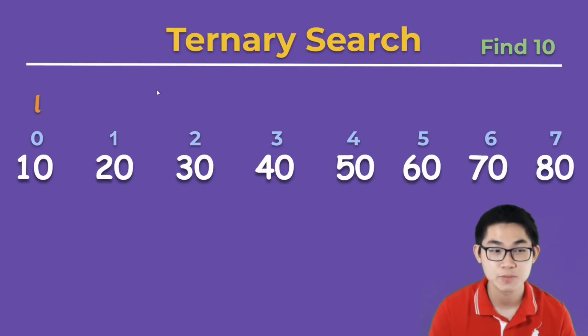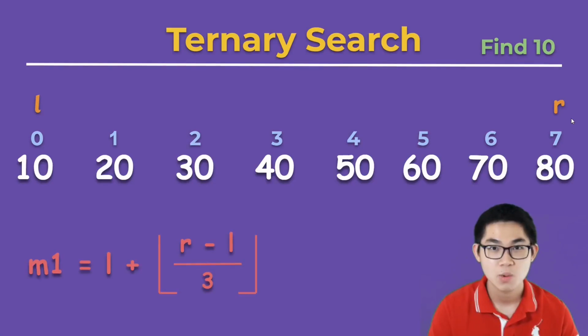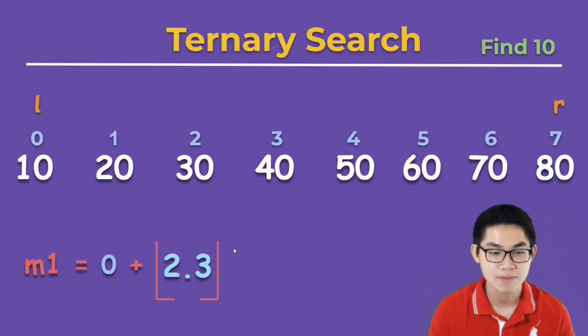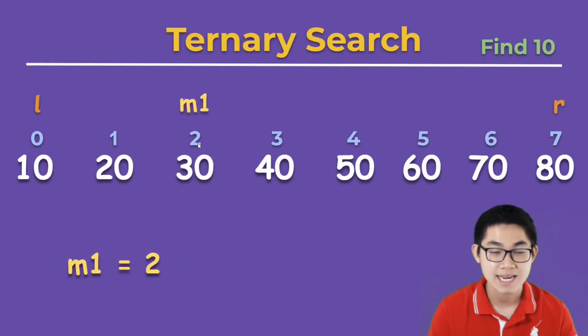Now let's try to find number 10. The first step is to put the left at the beginning of the array and R at the end of the array. We need to calculate 2 mids. So the first mid is L plus (R minus L) divided by 3. That's just a formula. So L is 0, R is at index 7, and L is at 0 again. So you get 7 divided by 3, which gives you 2.3. And this sign means you round down to 2. So M1 is at index 2.